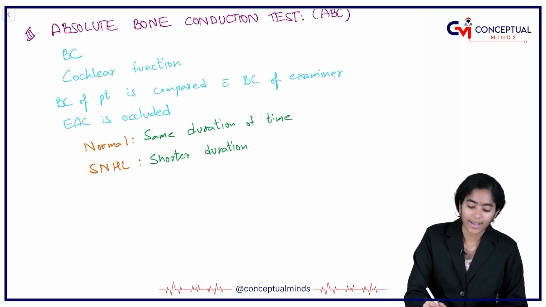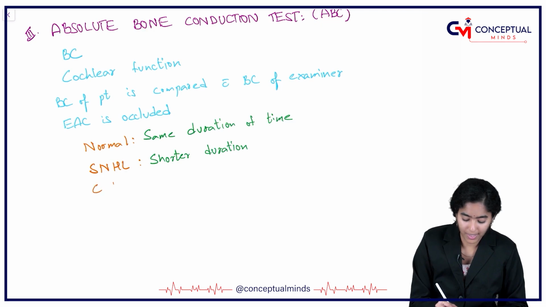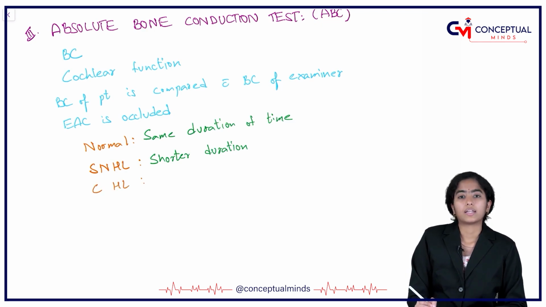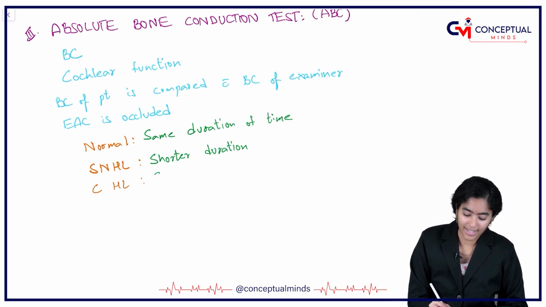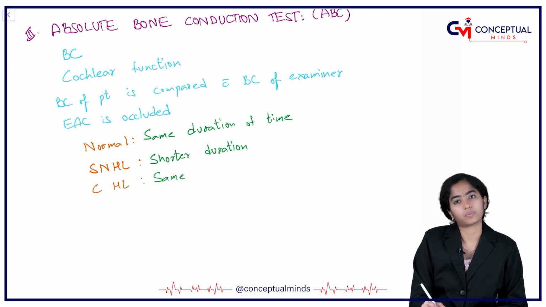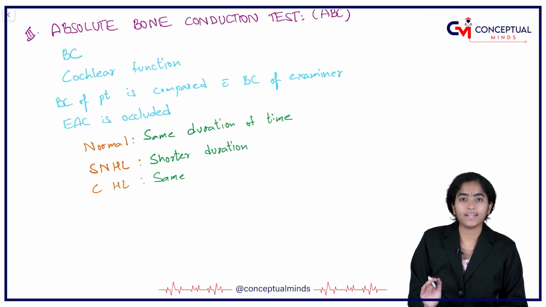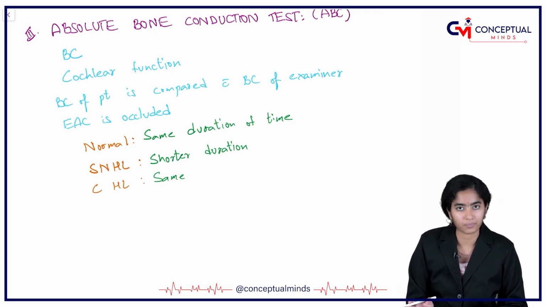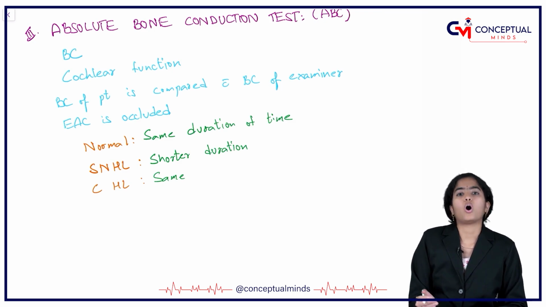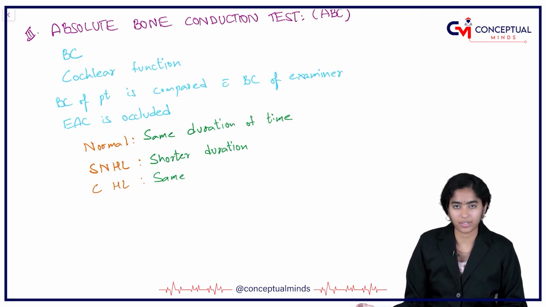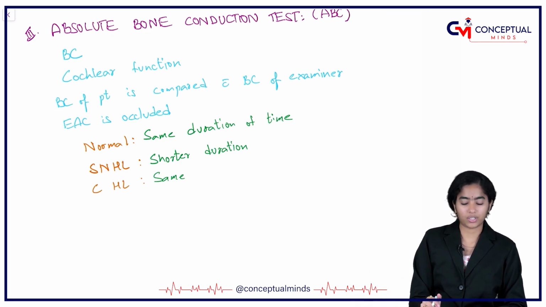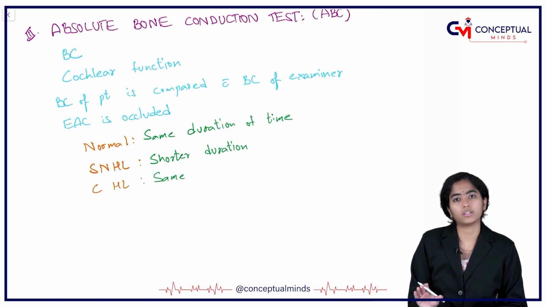And if the patient is having conductive type of hearing loss, then also he hears it for the same duration of time as the examiner, because we have occluded the external auditory canal and we are not taking into effect any ambient noise, or the conducting mechanism is not being tested here. So whether the patient is normal or he is having conductive type of hearing loss, he will hear it same as that of the examiner. If the patient is having sensorineural hearing loss, then he will hear it for a shorter duration.